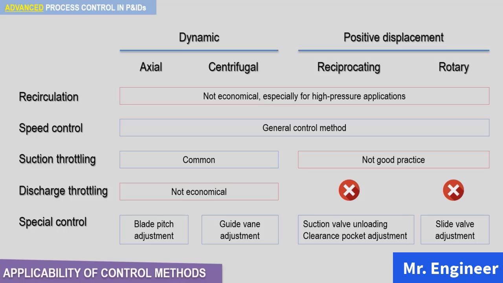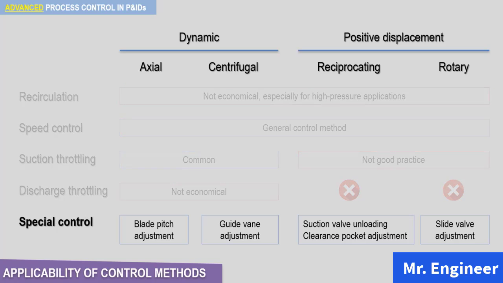Finally, the last control method that we're going to discuss in this video is the special control method. This is a combination of capacity control methods for gas movers that uses some adjustable element in the structure of the gas mover to control its capacity. To be able to explain all of these methods, you need to know the detailed structure of gas movers, which is beyond the scope of this course.